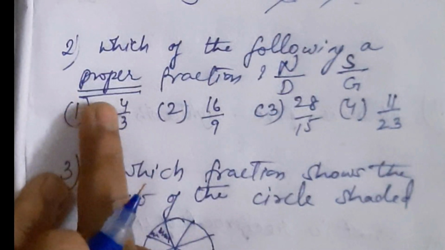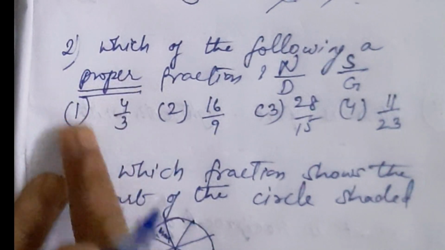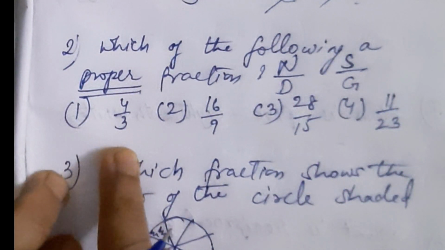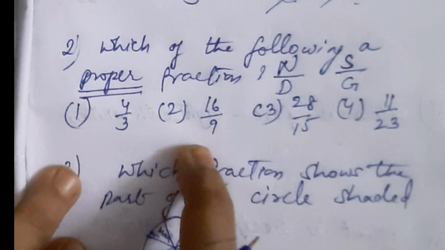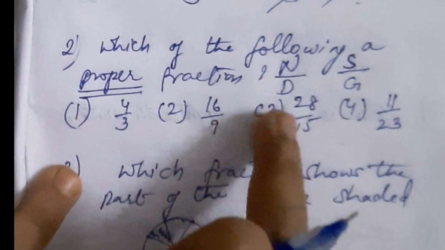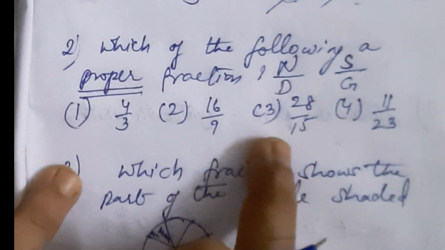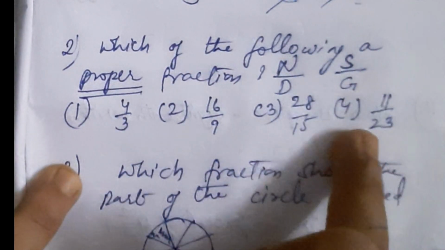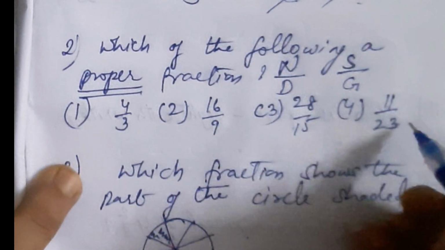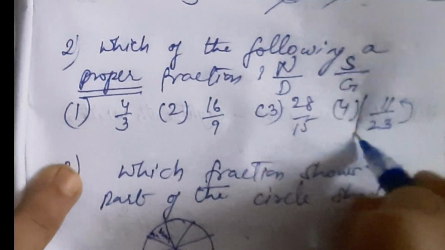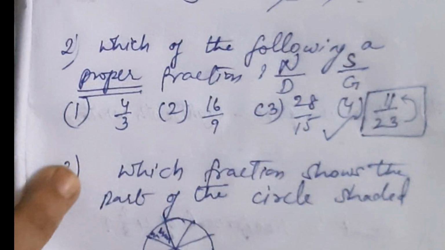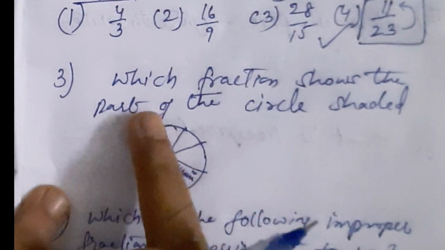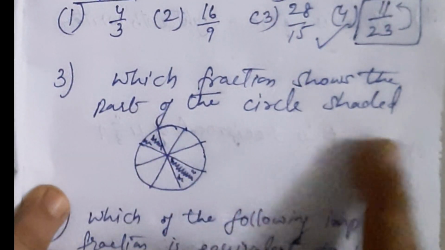So here the first one, 4 by 3, is not a proper fraction. When the denominator is smaller, we call it an improper fraction. 16 upon 9, again 9 is smaller than 16, so it is also an improper fraction. 28 upon 15, here also 15 is smaller, so this is also an improper fraction. Here the last option, 11 upon 23, 23 is bigger than 11, so the correct answer is 11 upon 23, which is a proper fraction.